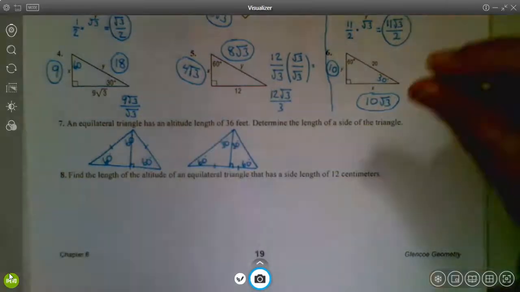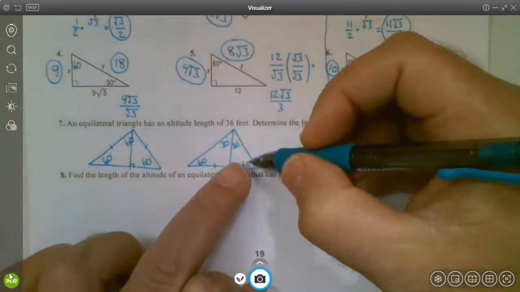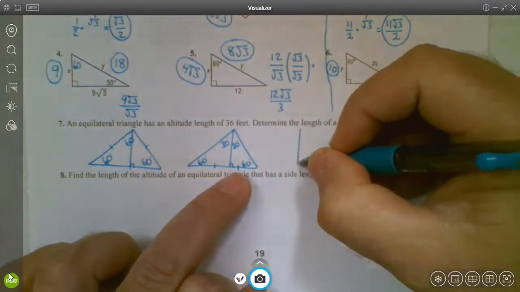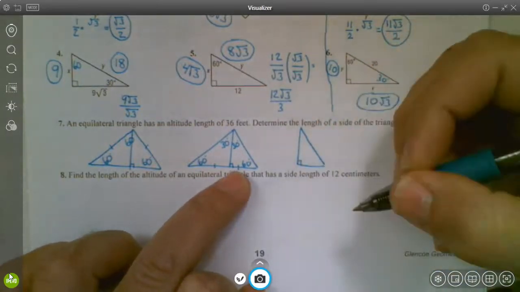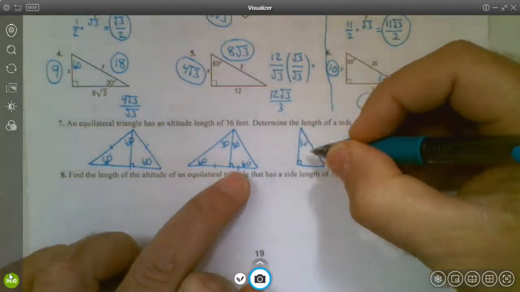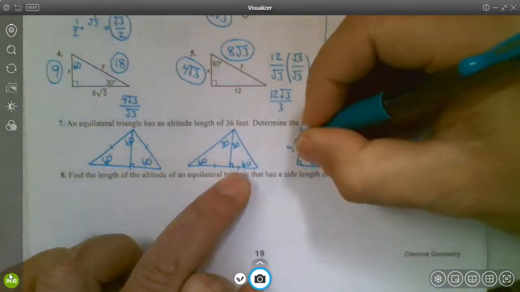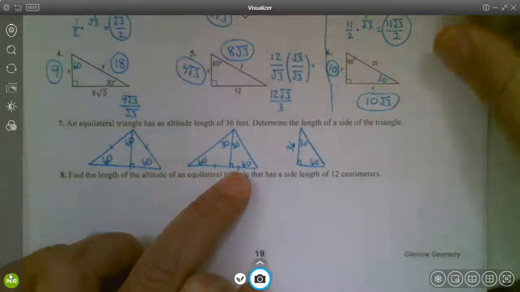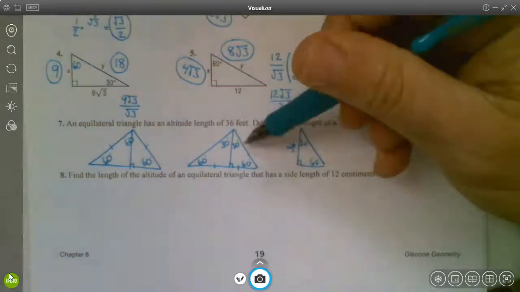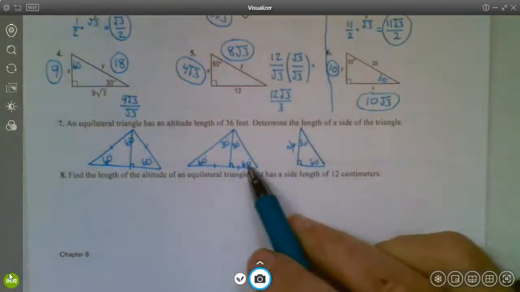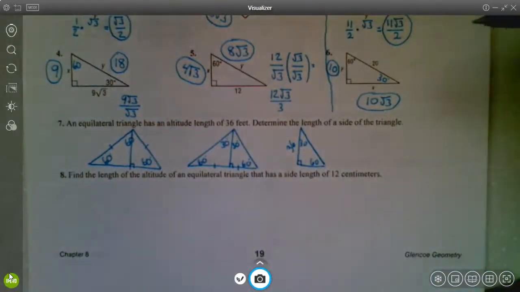The altitude is 36. So what I'm going to do is focus on just this triangle right here. I'm going to redraw it so you can see this nice and clear. So what they're telling me is that my altitude is 36. That's him. They want us to figure out the length of the sides of the triangle. So what is him, or what is him? They're all the same, so I just have to figure out one side of the triangle.